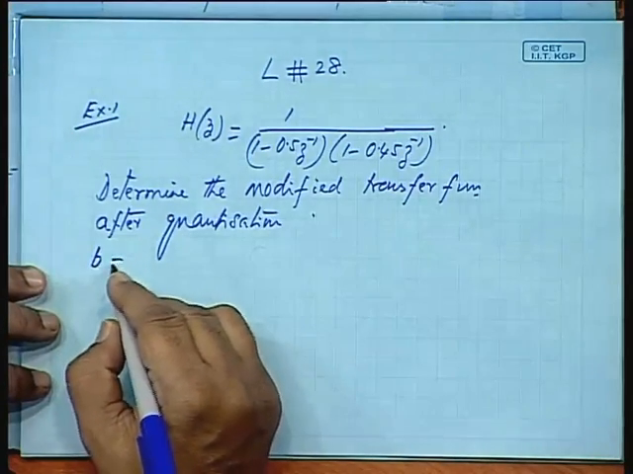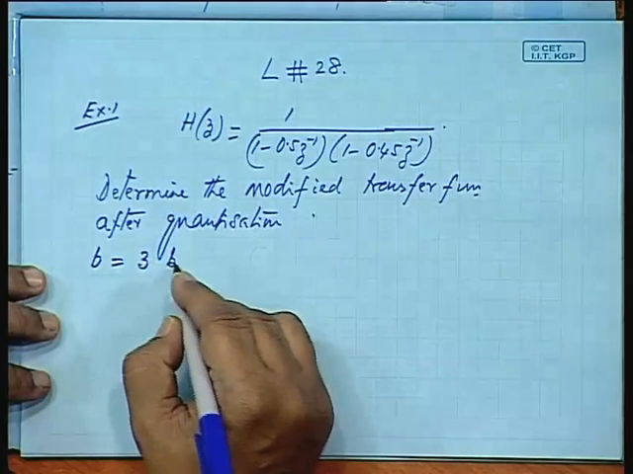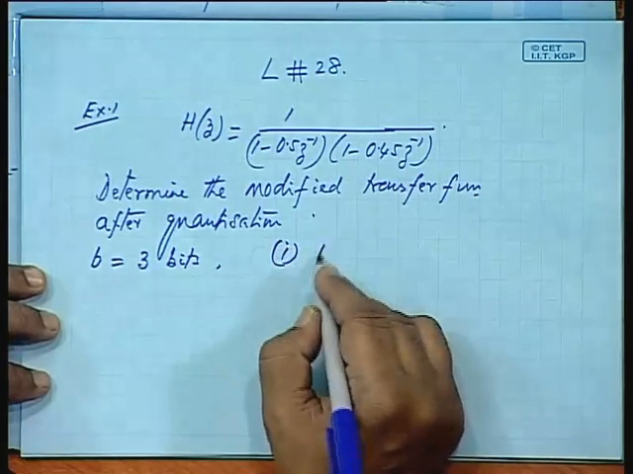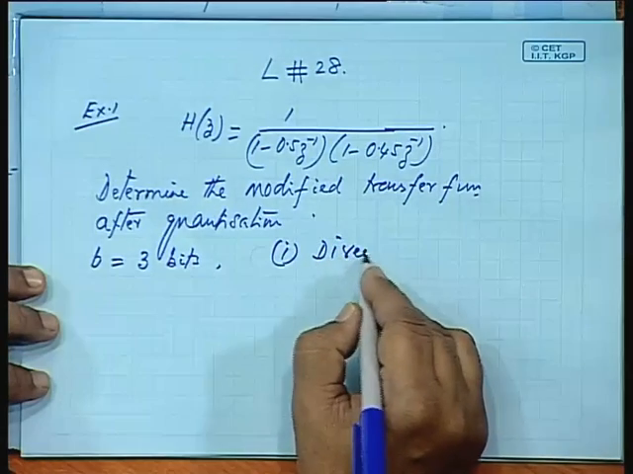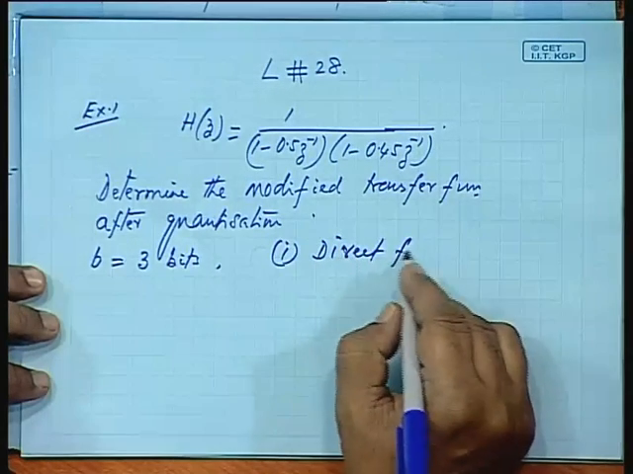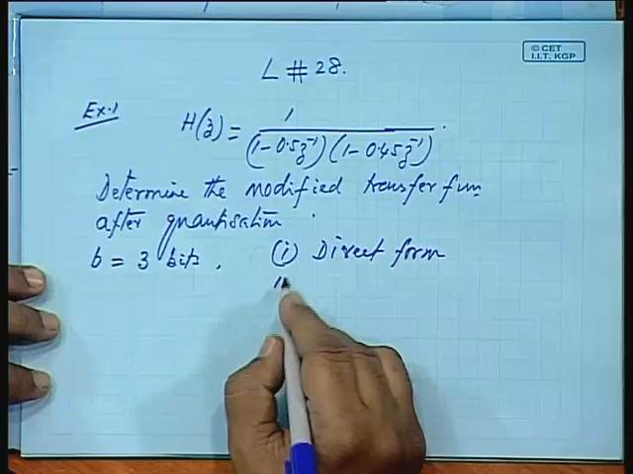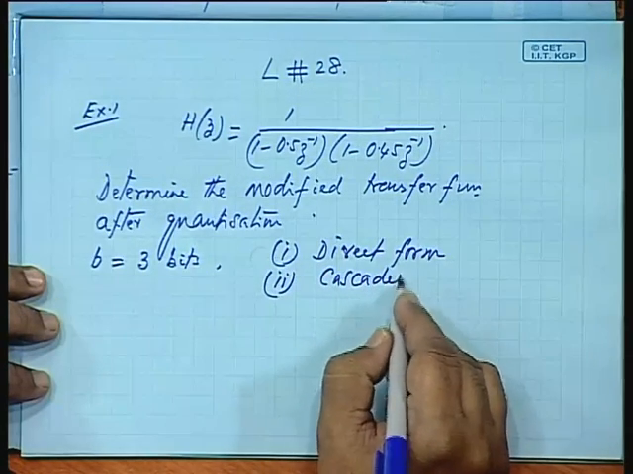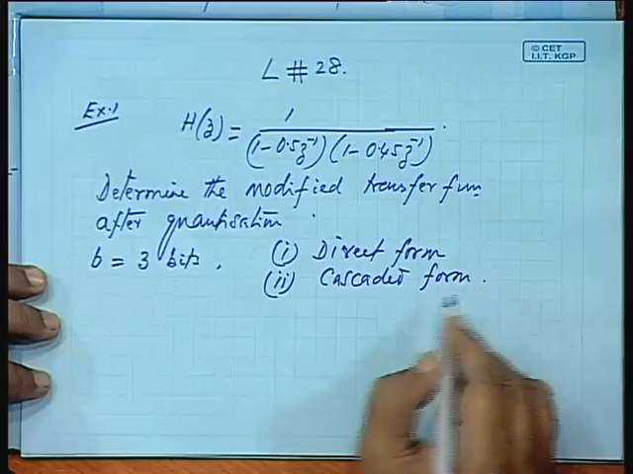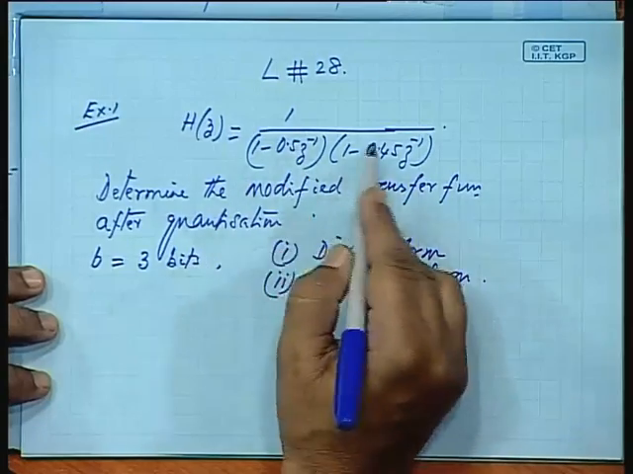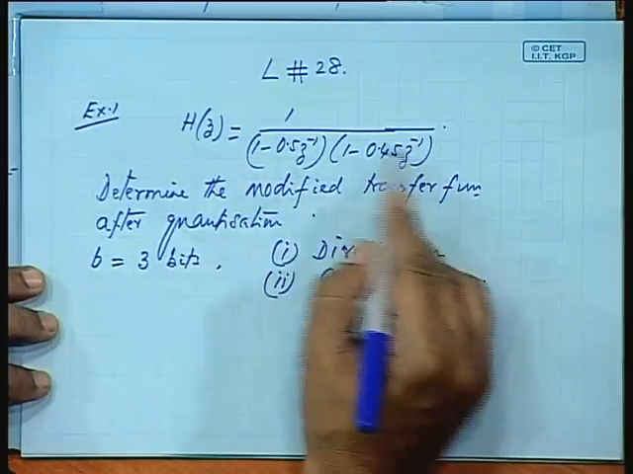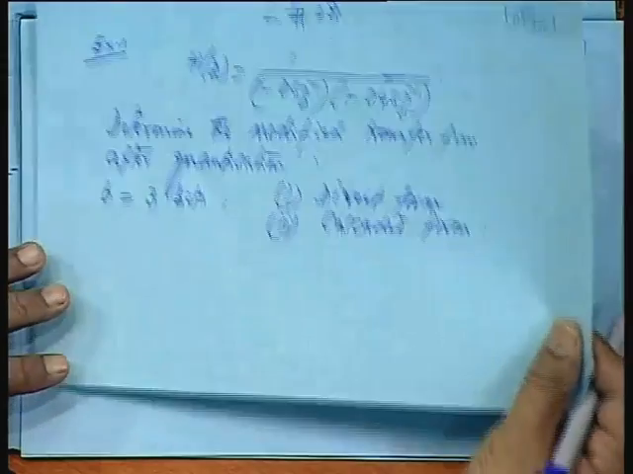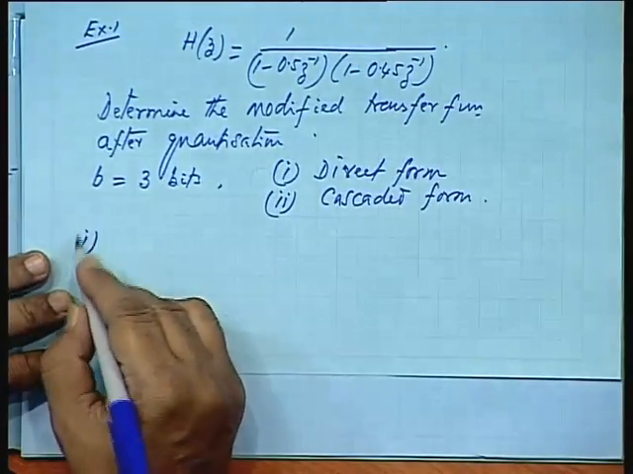Take b equal to 3 bits and take first a direct form and then a cascade form. In a cascaded form, these are the two factors. In the direct form, you have to take the product, get the quadratic form. So, let us see, first we consider the direct form.